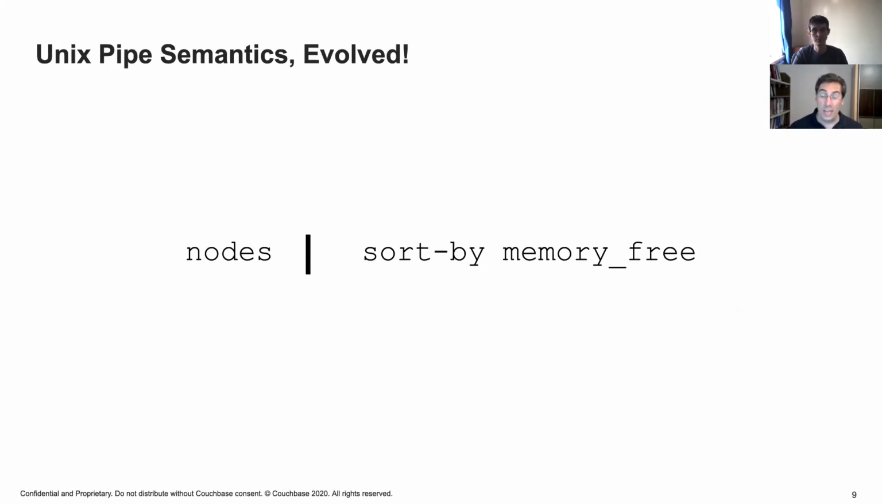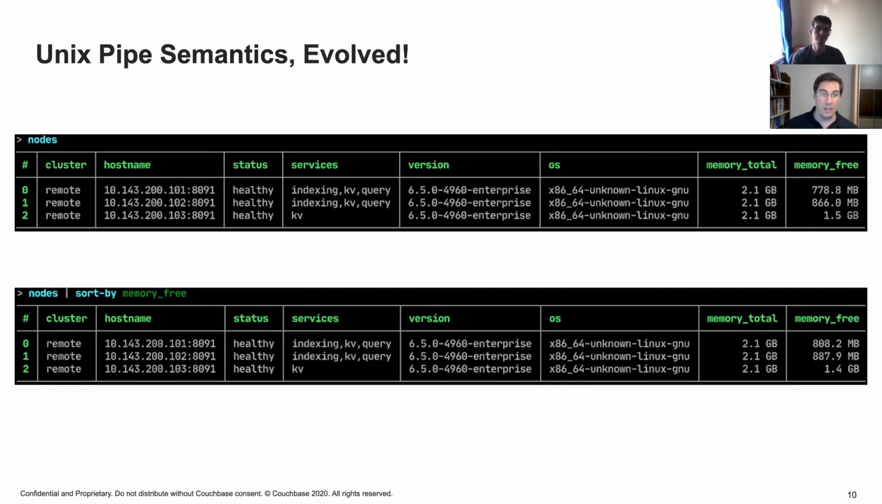But because Nushell understands the structure of the data, all we need to do is say, okay, we list all the nodes, which is a Couchbase command, and then we pipe that into the sort-by command, which is a Nushell command, but because it understands the structure, it can sort our output data based on a column. So how does that look? When we run the nodes command, we get the cluster name, the host names, the status, the services, everything you've seen in the demo. And then we piped it into the sort-by command and sorted by memory free, which is the last column here in the screenshot. You can see that suddenly it's sorted by the amount of free memory.